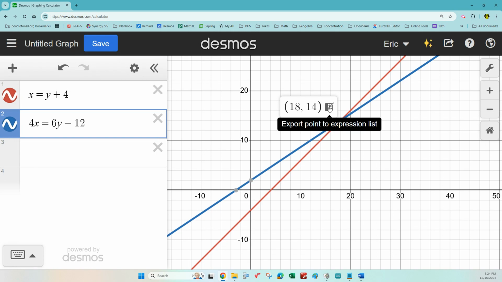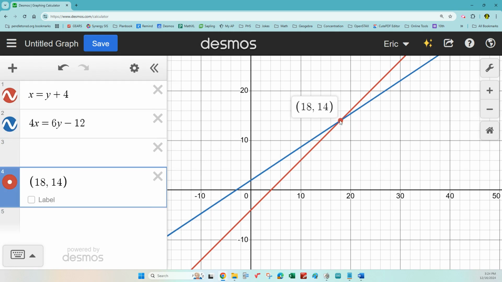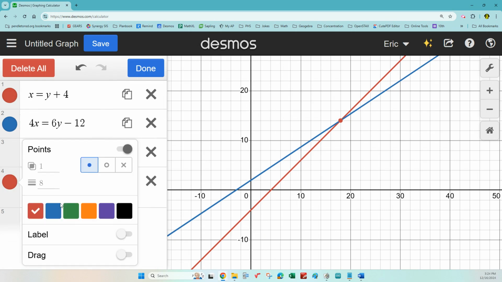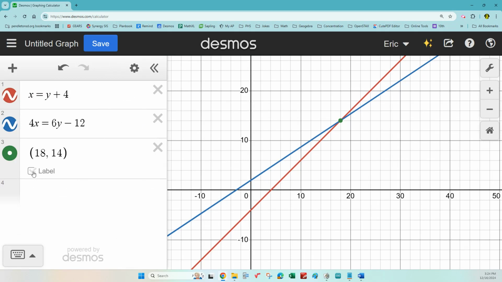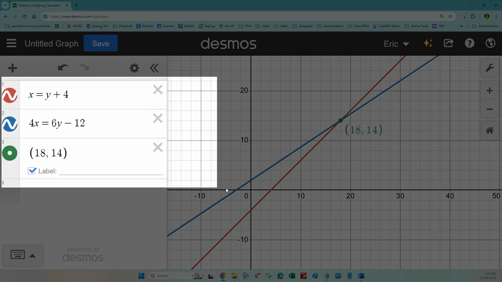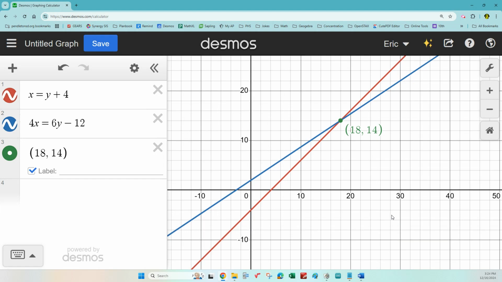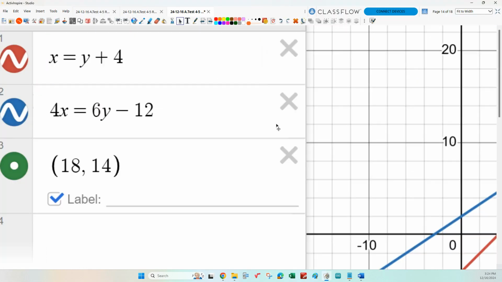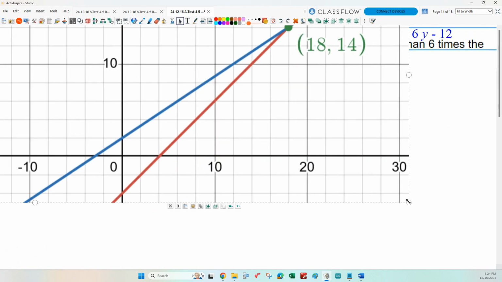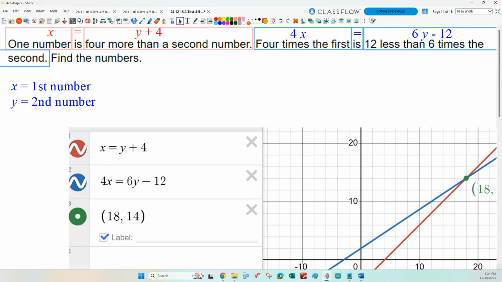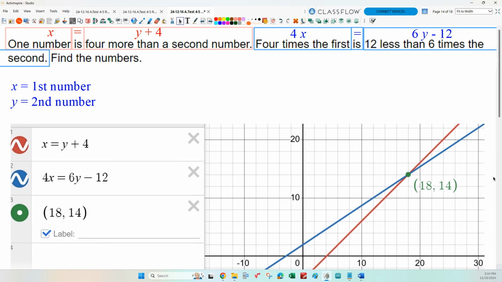There it is. Remember, if I click on that little dot, let's make that a different color. Then it gives me the ordered pair over in my list, and there it is. So what are the numbers? 18 and 14. Okay, there it is.